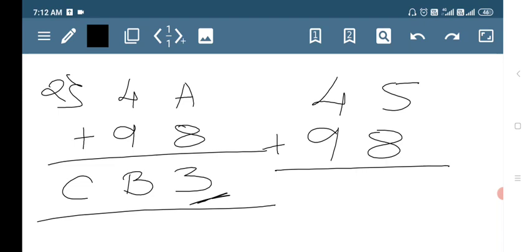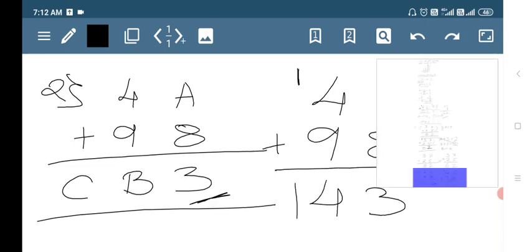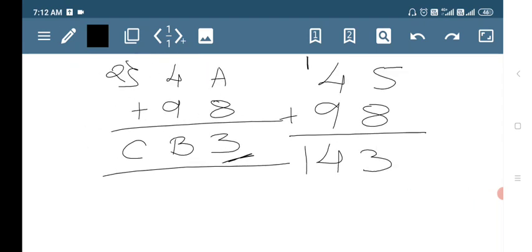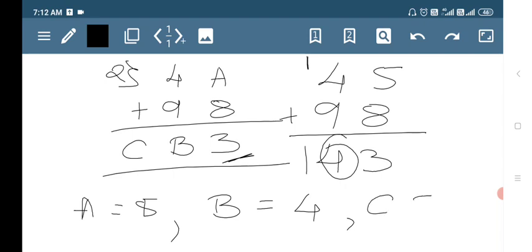So, 8 plus 5 is 13, 3 carry 1, then carry plus 9 is 10, 4 plus 5... Therefore, the value of A is equal to 5, the value of B is equal to 4 and the value of C is equal to 1. Got it? This is the way we will be solving.